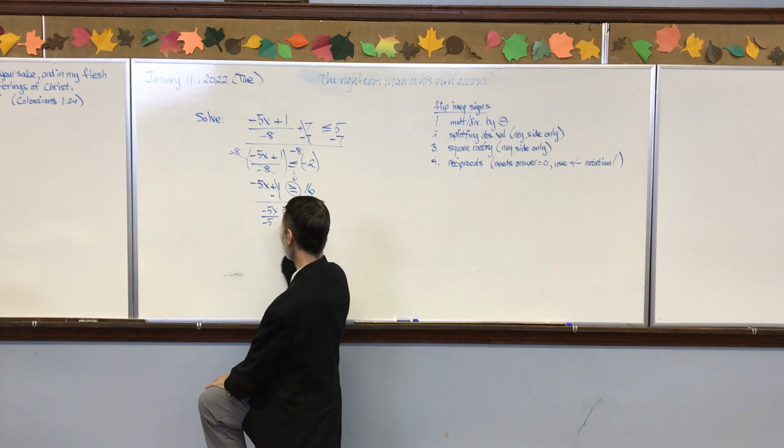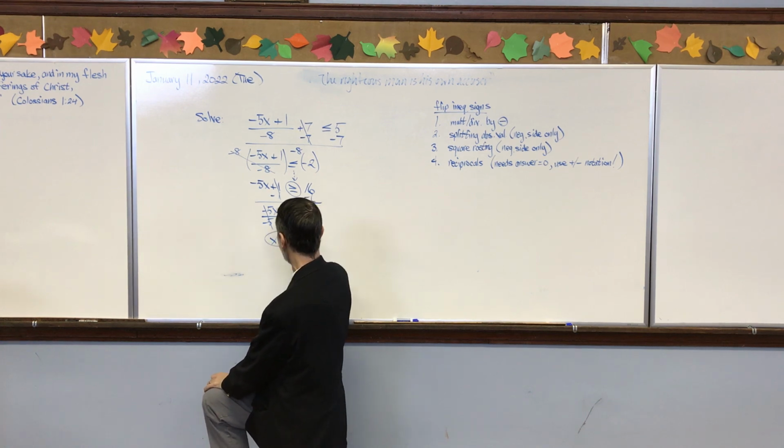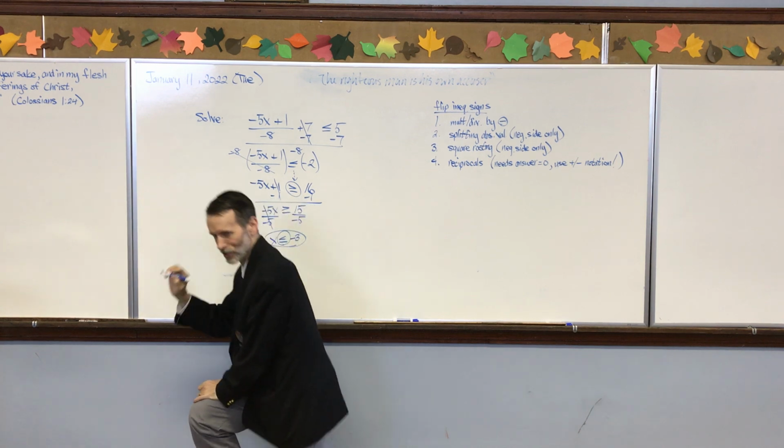Divide by negative 5. Does that flip the sign? Yes. What do you get? X is less than or equal to negative 4. Correct. And that is your final solution.